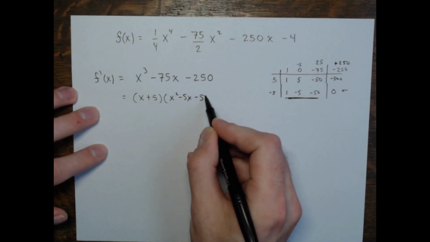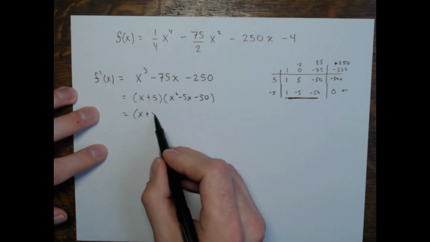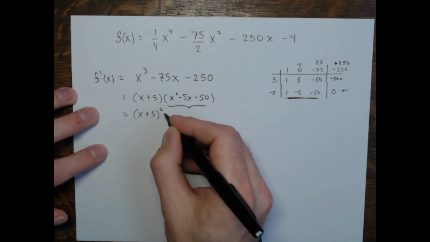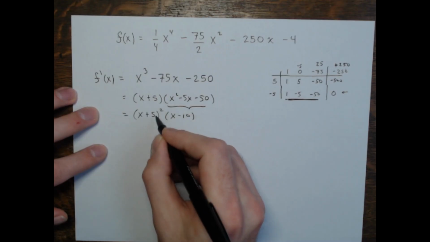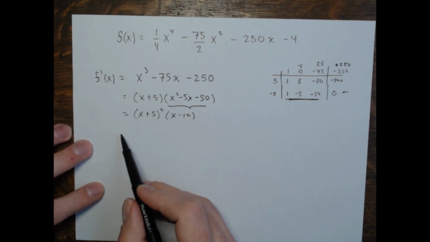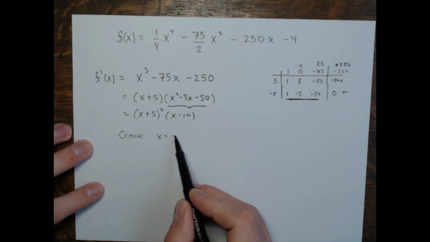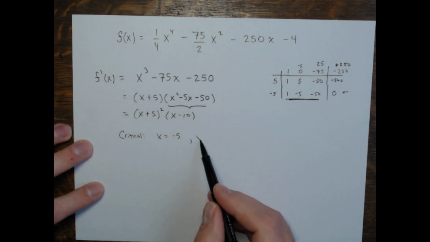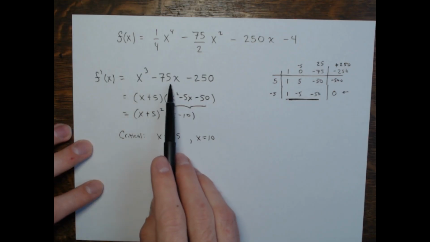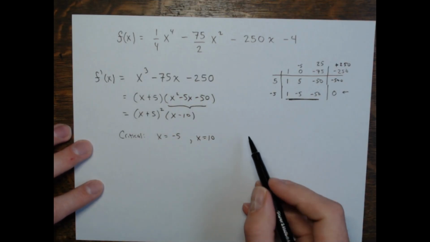And then that factors even further. You got x plus 5, and then this quadratic would factor to x minus 10 times x plus 5. So you have another x plus 5. All right, so I got x plus 5 squared times x minus 10. So then my critical values are x equals negative 5, right? That makes the derivative 0. But also x equals positive 10, right? And you can do that too. 1,000, that might have been easier to see. 1,000 minus 750 minus 250, that's also 0.